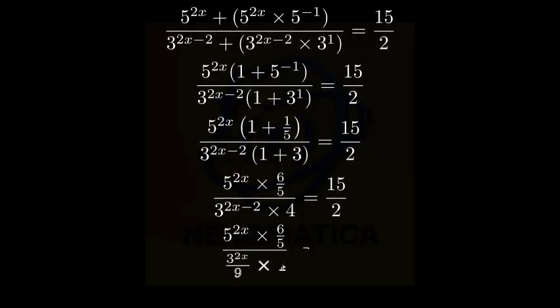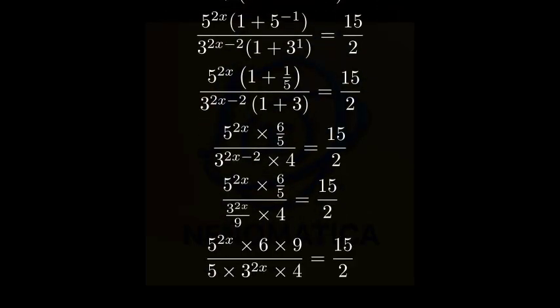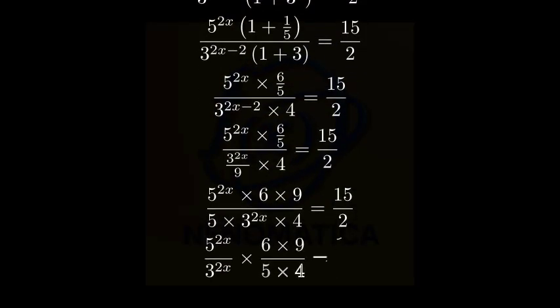Now, let's rewrite the expression 3 to the 2x minus 2 in the denominator. Using the rules of exponents, we can write it as 3 to the 2x divided by 3 squared, which is 3 to the 2x divided by 9. Let's now multiply the numerator and denominator. In the numerator, we have 5 to the 2x times 6 times 9. In the denominator, we have 5 times 3 to the 2x times 4. Let's further simplify this expression.